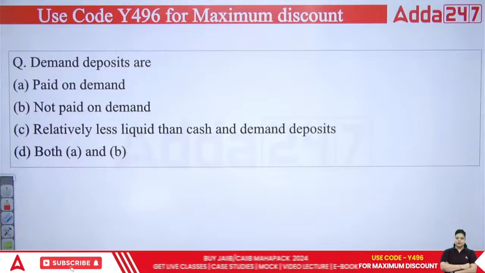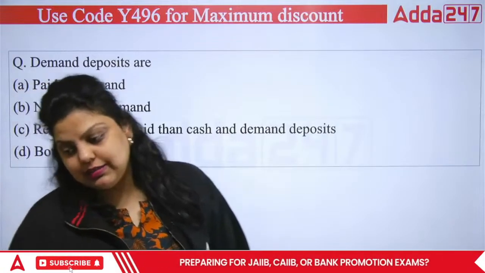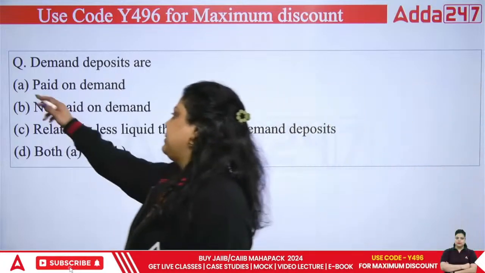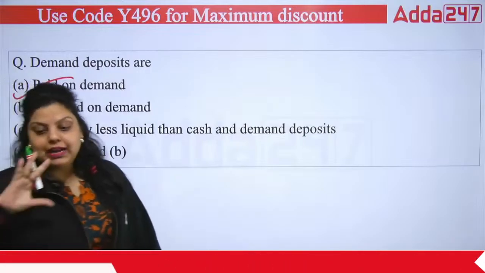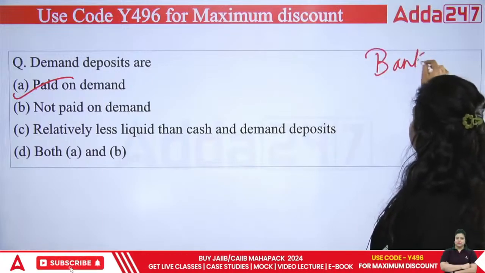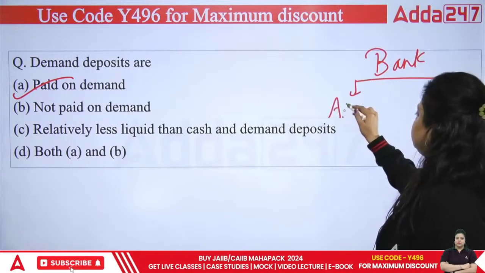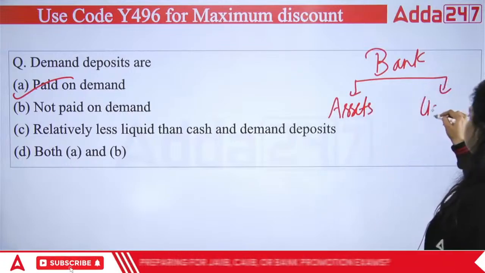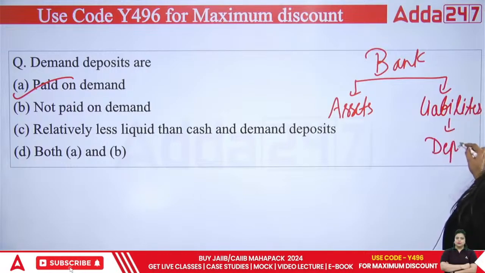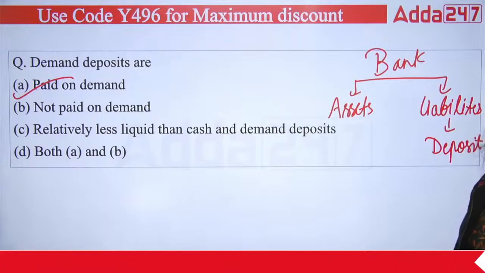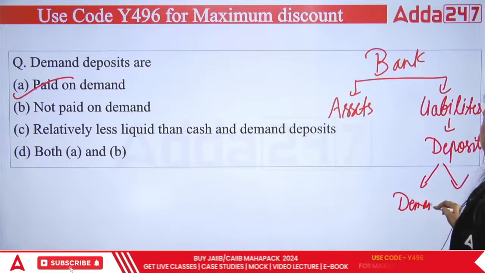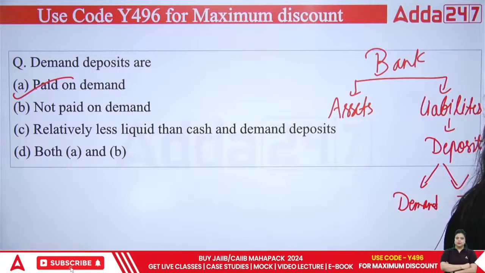Now, demand deposits are, I think this is the simplest question you can answer. Everybody knows this. So demand deposits are what? They are paid on demand, obviously. When we talk about banks, banks have certain assets and liabilities. The liability of a bank is public deposit. And deposits are divided into two parts. First is demand deposit. And second is term, or you can call it a time deposit.